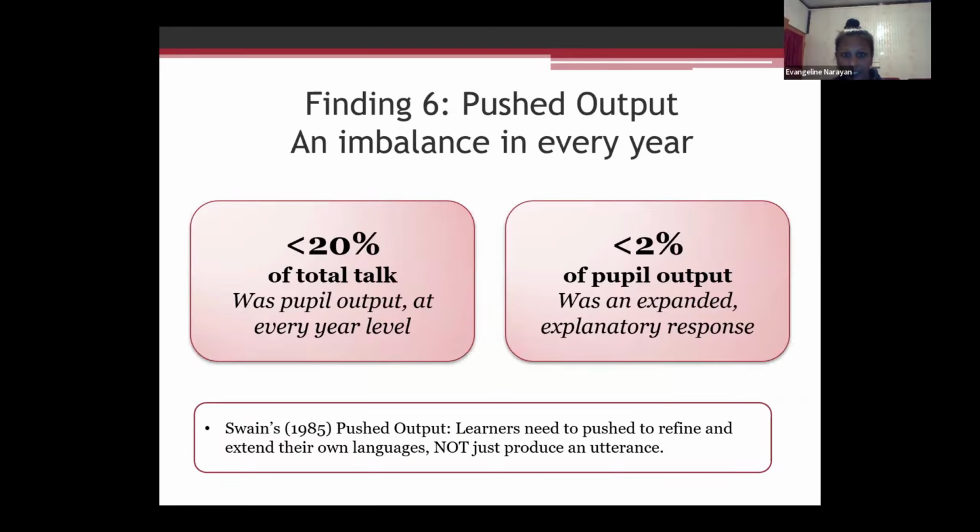Now, looking at finding 6, which is the pushed output, there was clearly an imbalance in every year. If you look at the total interaction, less than 20% of the total talk was pupil output at every year level. And out of that 20%, less than 2% of pupil output was an expanded explanatory response. This is inconsistent with Swain's 1985 pushed output, where learners need to be pushed to refine and extend their own language and not just to reproduce an utterance.